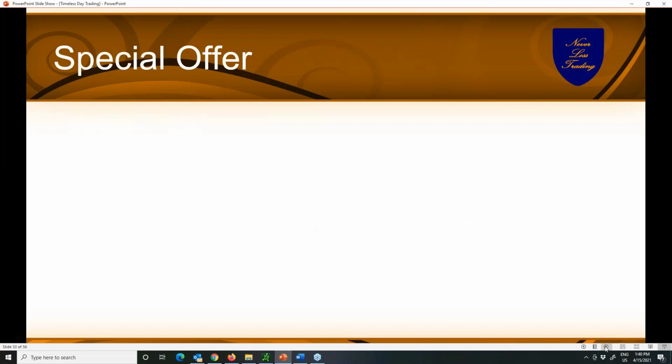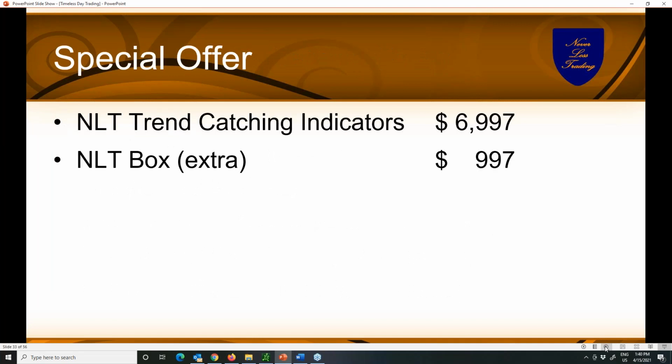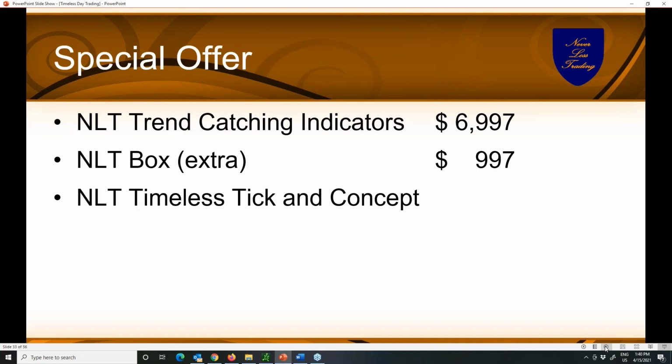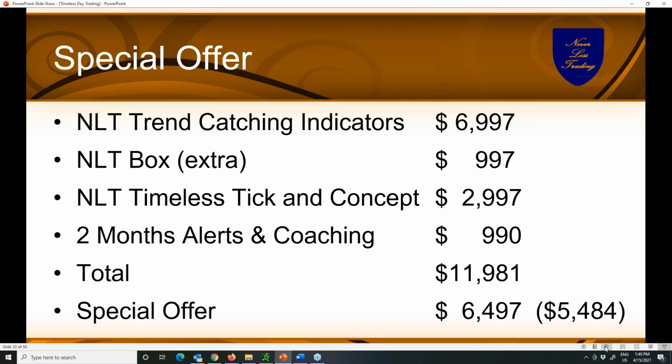Yeah. And so our special offer, trend catching indicators, they sell for $6,997. The box, you need extra to see that on the chart, $997. The timeless tick and concept, $2,997, and 2 months of alerts and coaching. All of that would come up to close to $12,000, but our offer here for that concept, $6,497, and it's individual teaching at your best available time and at your best available days.